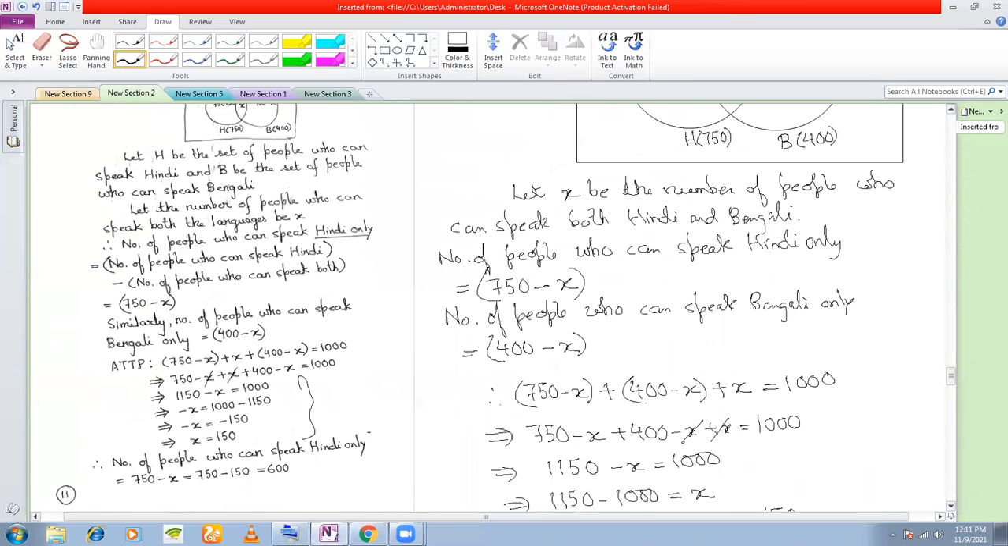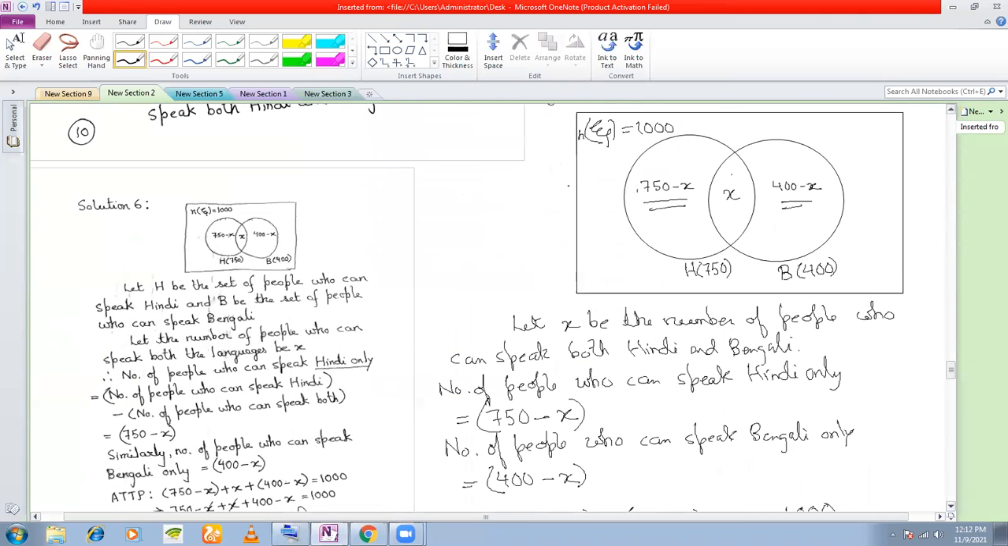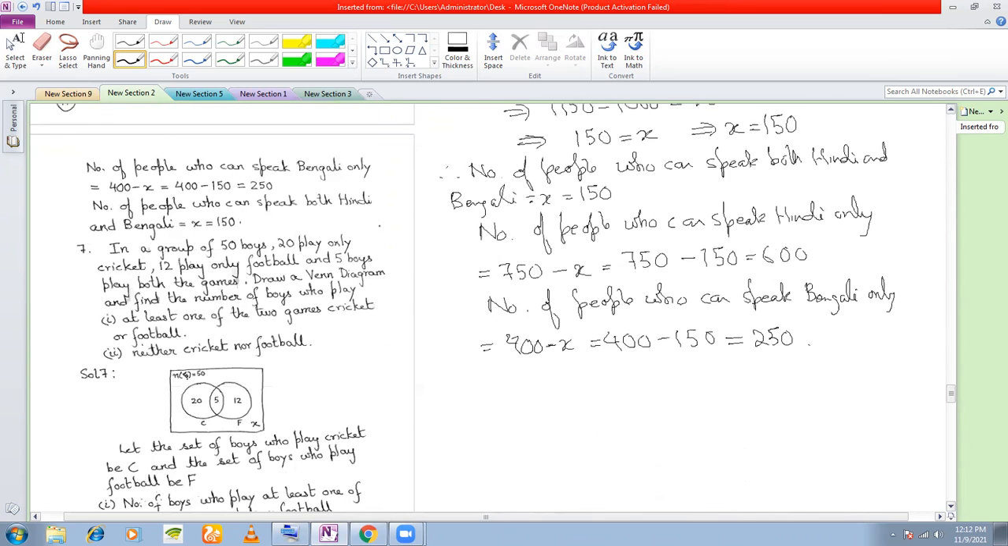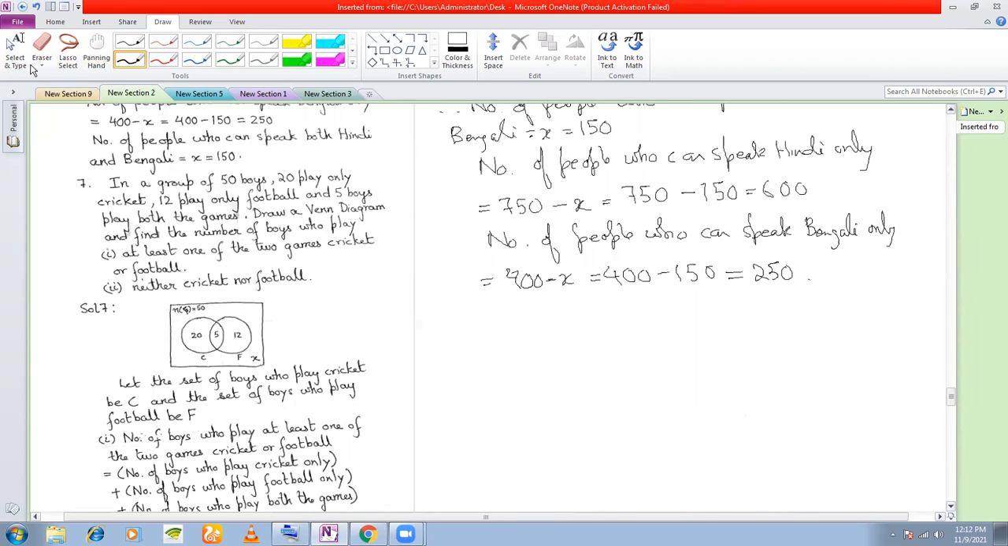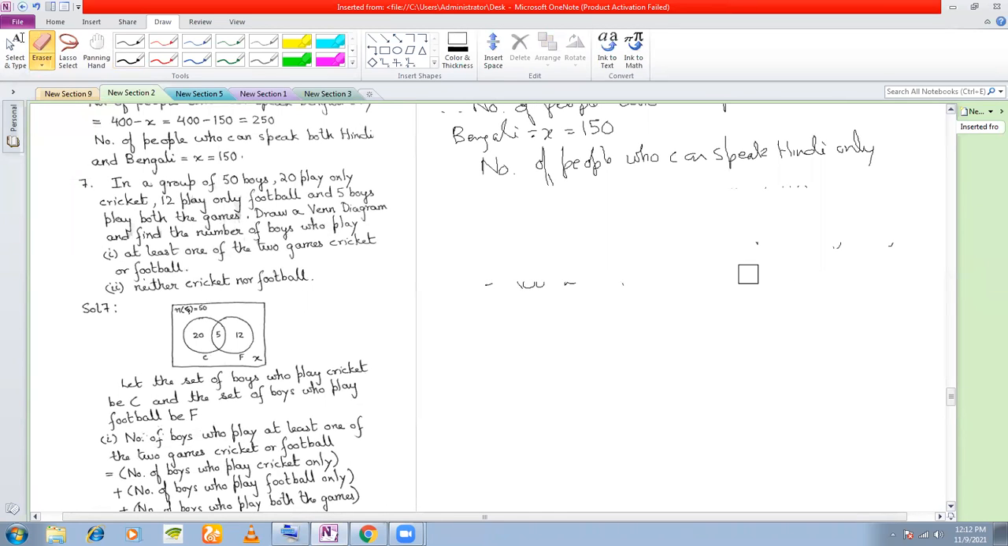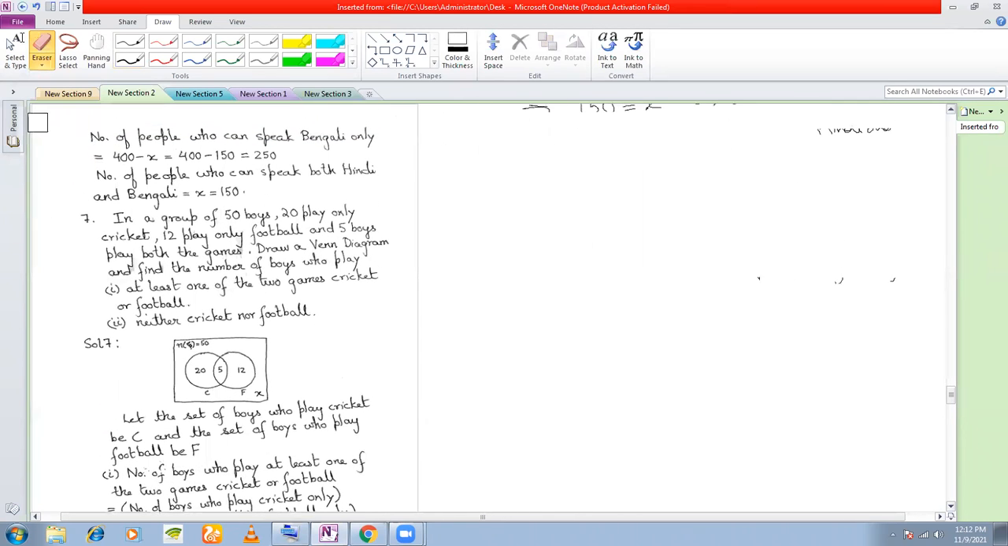This is the most fundamental kind of Venn diagram that you can come across. If you understand this problem, you'll be able to understand all the other problems that follow. Okay. Now let us go over the next problem. I'll be solving this in the next class. Okay. So just go over this problem, what this problem states.